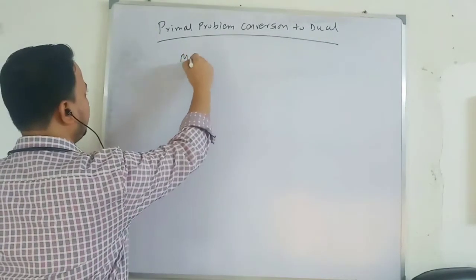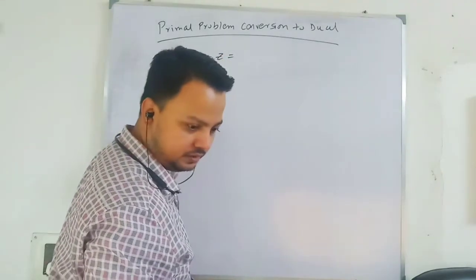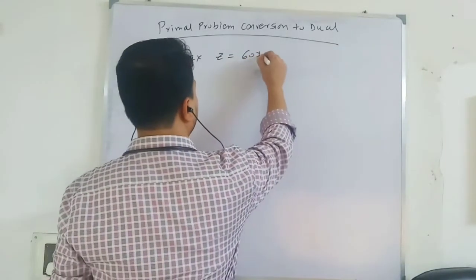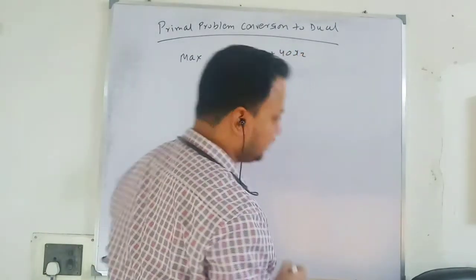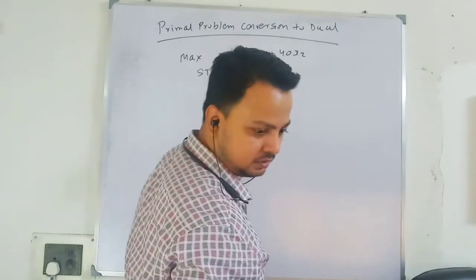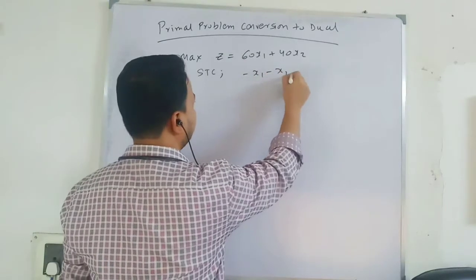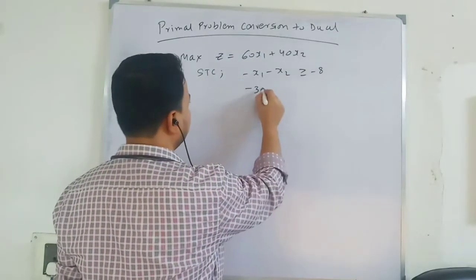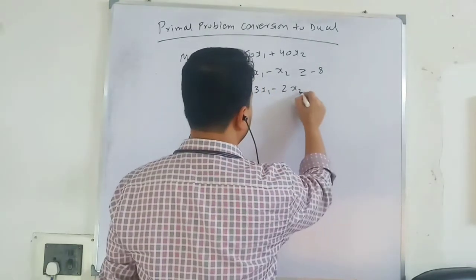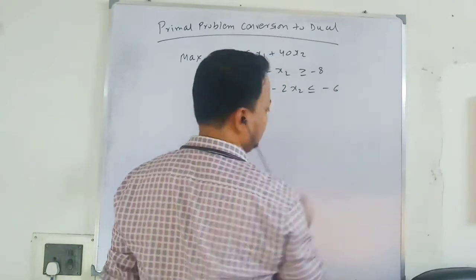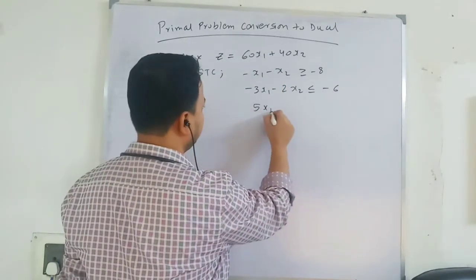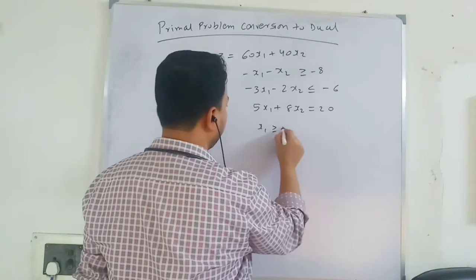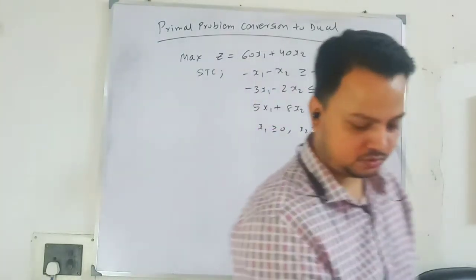The problem is, suppose you have to maximize the objective function z equal to 60x1 plus 40x2, subject to the constraints: minus x1 minus x2 greater than or equal to minus 8; minus 3x1 minus 2x2 less than or equal to minus 6; then you have 5x1 plus 8x2 equal to 20, and x1, x2 are positive, no negativity constraint we have.